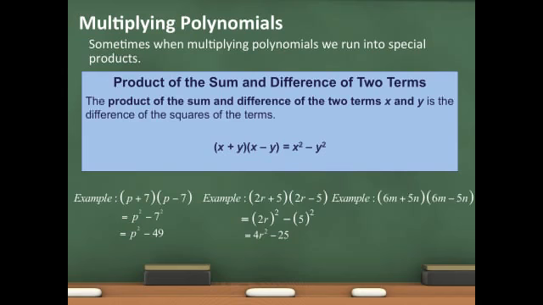In the last example, 6m plus 5n times 6m minus 5n, we rewrite the problem as 6m raised to the second power minus 5n raised to the second power. This will give you 36m to the second power minus 25n to the second power.